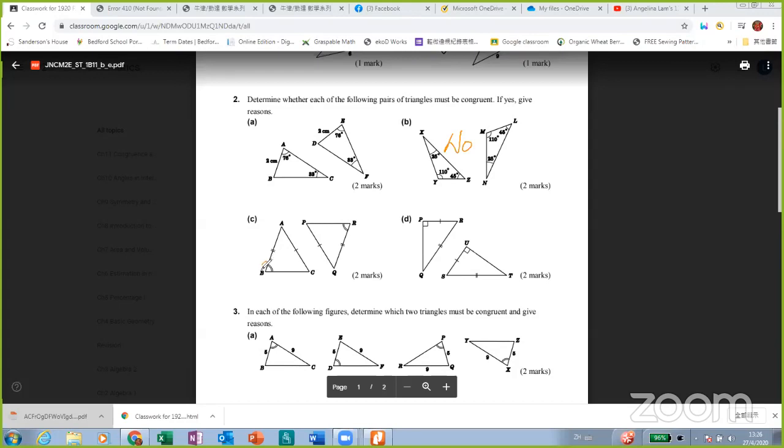Now, if you look at this one, don't just look at these two. Maybe there's a kind of confusion that if you just look at the two diagrams here, they look congruent. But the case is that it's asked whether they must be congruent. Now, what does that mean?